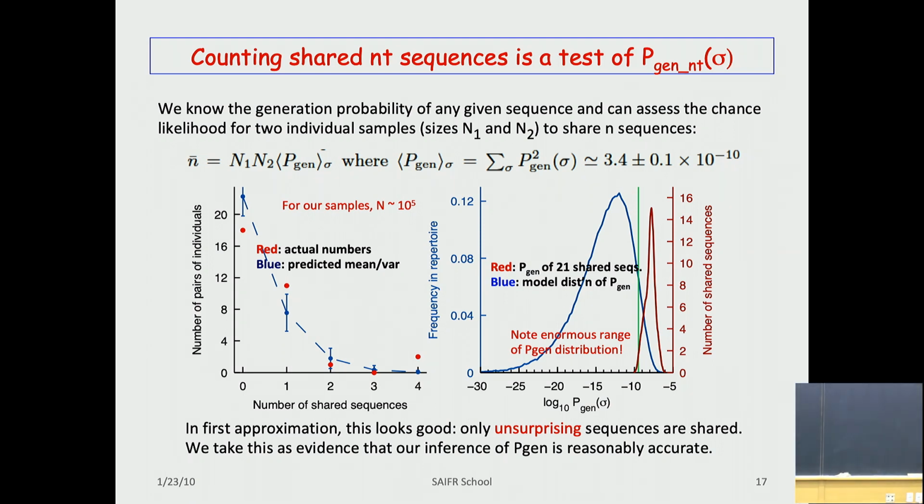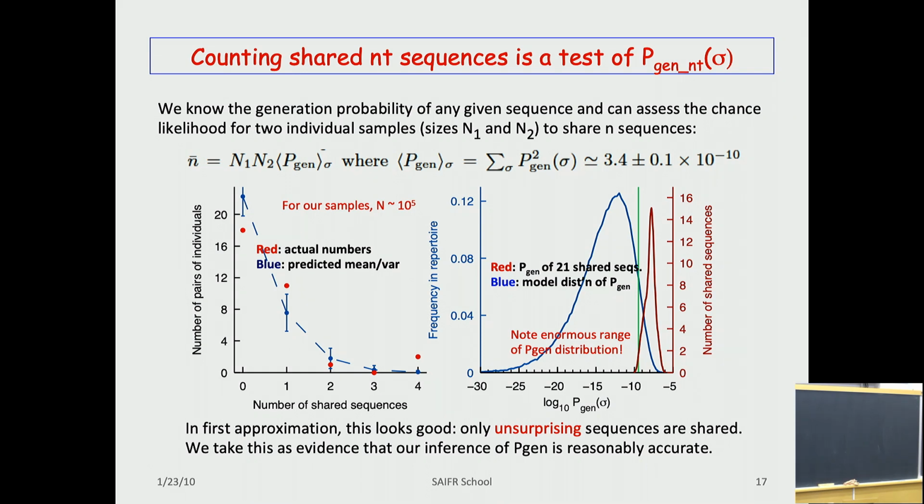Now, since these sequences are being produced by a chance process that is highly biased, that is to say, some sequences are much more likely to be produced than others, if we have our hands on a correct estimation of the generative probabilities, it had better be the case that the shared sequences have much higher than normal probability of being generated.